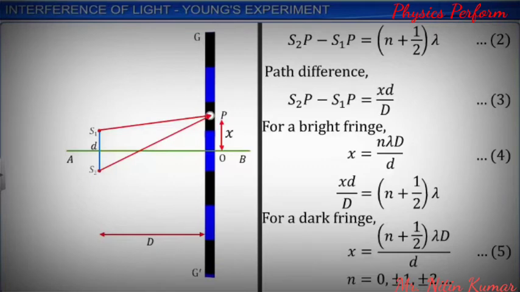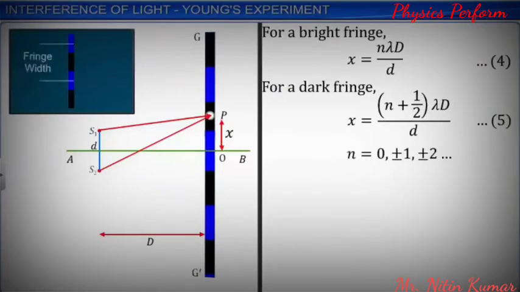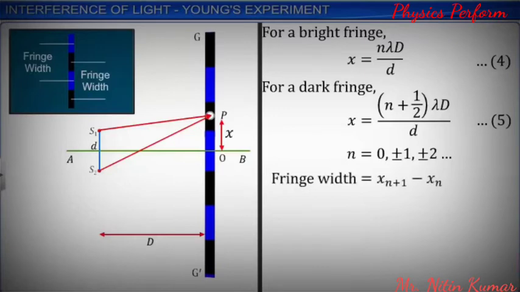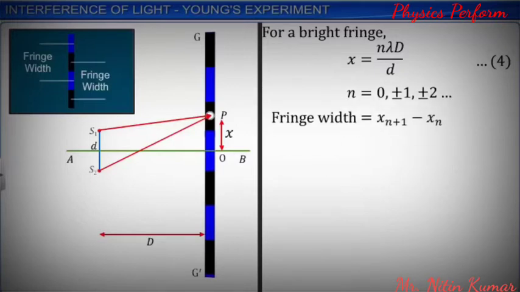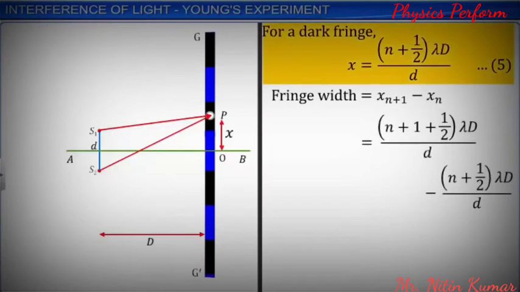The distance between the centers of consecutive bright fringes or consecutive dark fringes is called the fringe width. If xn and xn+1 are the distances of the nth and (n+1)th bright or dark fringes from the central bright fringe, then mathematically fringe width is equal to xn+1 minus xn. From equation 4, the fringe width for a bright fringe can be written as λD/d. From equation 5, the fringe width for a dark fringe can also be written as λD/d.